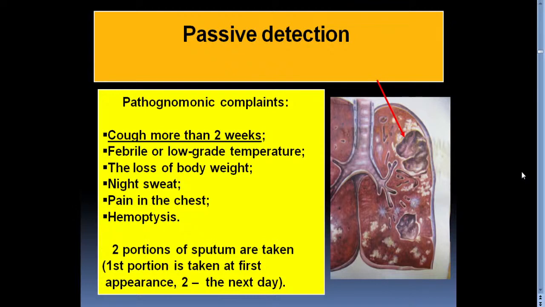Night sweat, pain in the chest, and sometimes hemoptysis. The most pathognomonic complaint is cough more than 2 weeks.